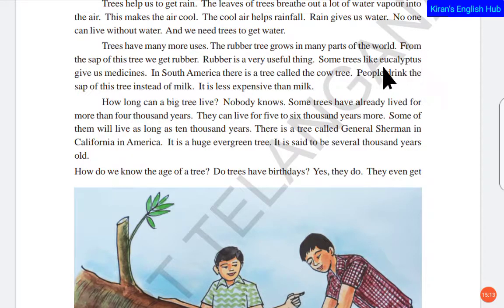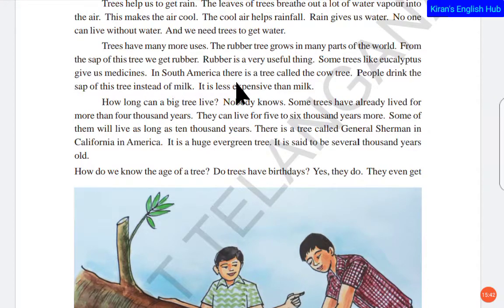Some trees like eucalyptus give us medicines. Okay, other than the rubber we also get so many medicines from the plants. Okay, we know that there is medical treatment like ayurveda. So in ayurvedic treatment you will not come across any type of chemical medicines. All the medicines will be taken from the plants, nuts, roots of the trees itself.